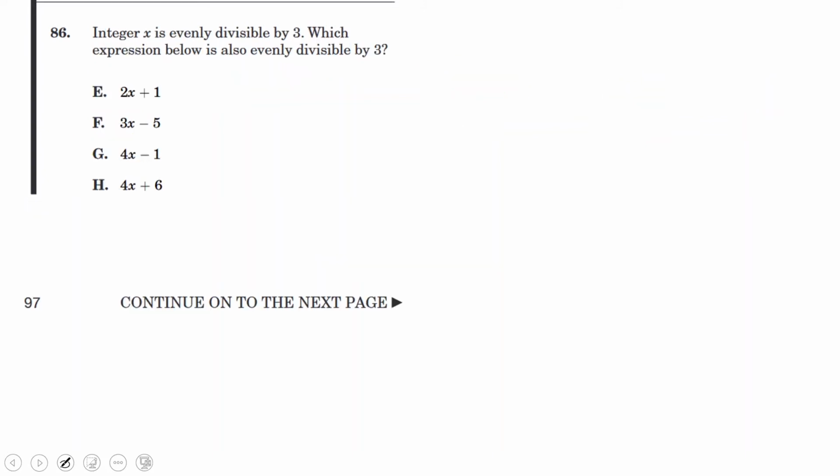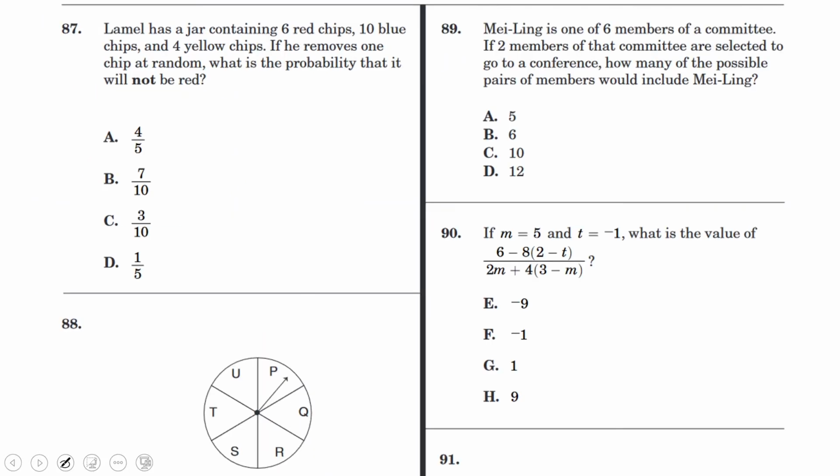B. Next. Integer x is evenly divisible by 3. Which expression below is also evenly divisible by 3? So let's assume x is equal to just 3. Alright, so just plug it in. So 7 here is out. For F, we get 9 minus 5, 4, also out. For G, we got 12 minus 1, 11, also out. For H, we got 12 plus 16, works. H. Next. So far, so good.